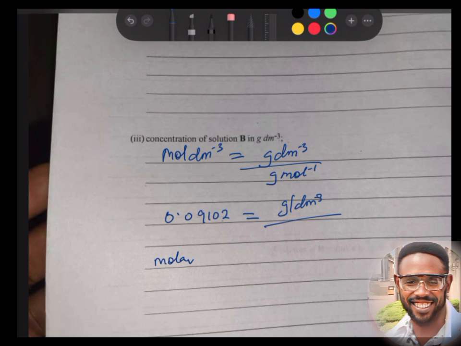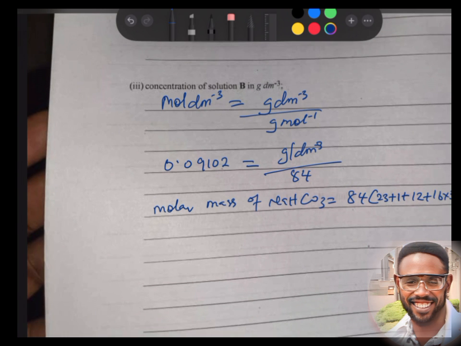Let me show my work. Molar mass of NaHCO3 is equal to 84. How do we get that? Sodium is 23, hydrogen is 1, carbon is 12, oxygen is 16 times 3. If you sum this, you are going to get this. Divide by 84, such that what happens next?